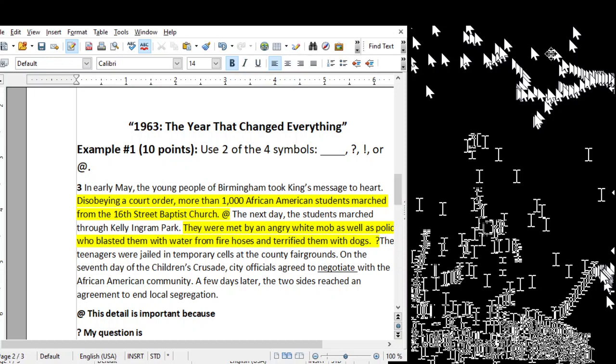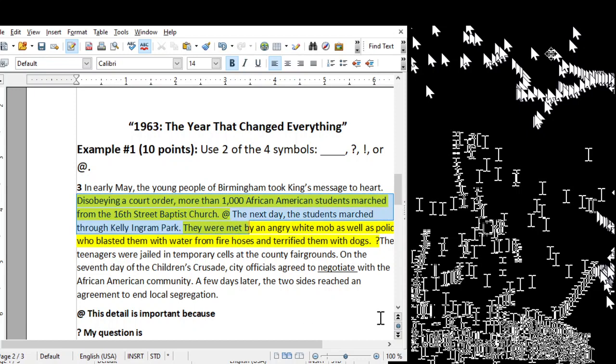And then example 2. So here's the paragraph. In early May, the young people of Birmingham took King's message to heart. Disobeying a court order, more than 1,000 African-American students marched from the 16th Street Baptist Church. The next day, the students marched through Kelly Ingram Park. They were met by an angry mob as well as police who blasted them with water from fire hoses and terrified them with dogs. The teenagers were jailed in temporary cells at the county fairgrounds. On the 7th day of the Children's Crusade, city officials agreed to negotiate with the African American community. A few days later, the two sides reached an agreement to end local segregation.